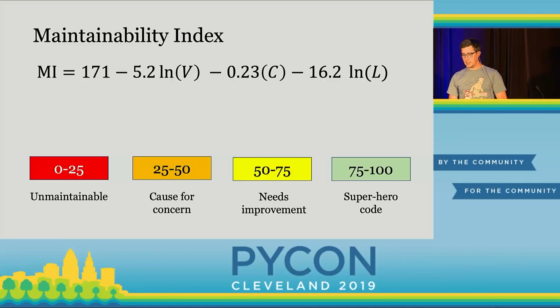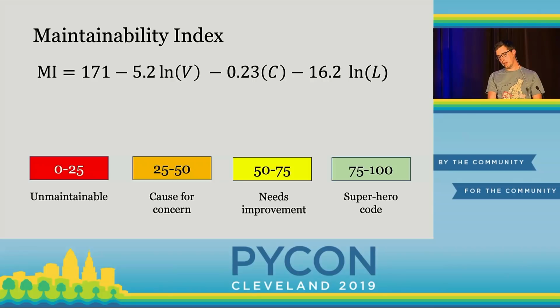If it's between 50 and 75, that's realistically where most applications are, but you can still definitely see improvement. And then if it's over 75, I don't believe you. So this metric is actually used in Microsoft applications, in Java applications as well.